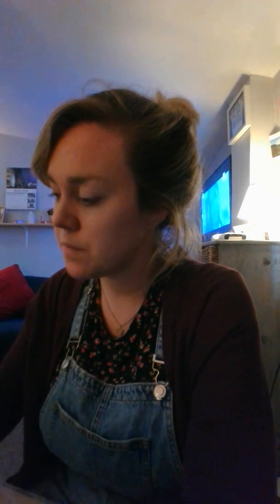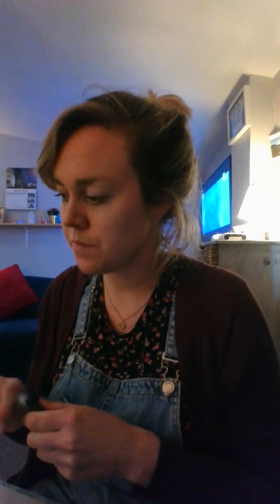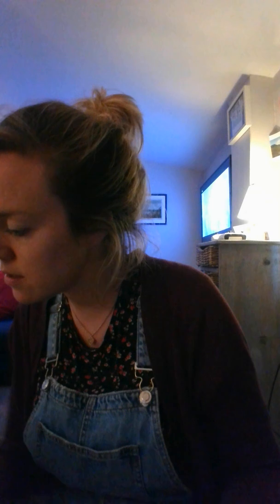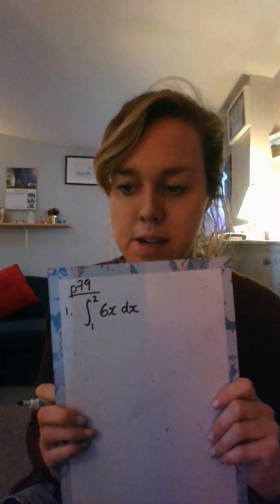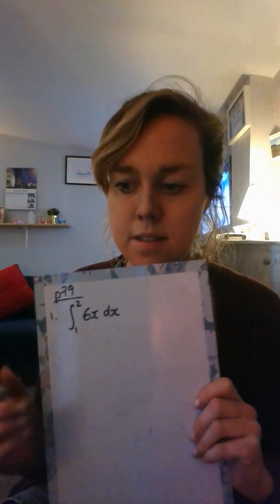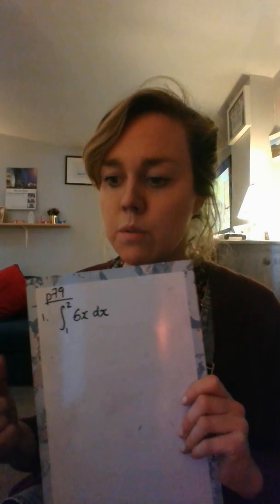Okay, now I'm just going to do the very first one on page 79. The first one asks you to evaluate the definite integrals in numbers 1 to 15. The first one is just this: integrate 6x, okay? And then you can see the 2 and the 1. I'm going to show you what you're going to do with them. They're your two limits, okay?